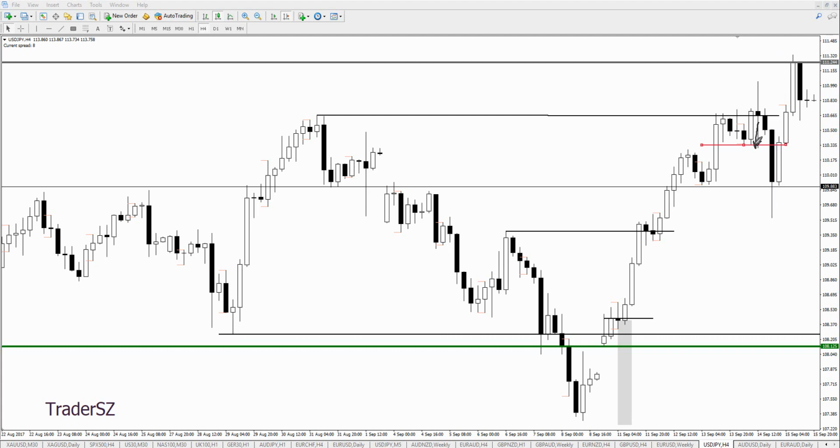But we've locked it in. So that's one way of looking at things. Okay, that's one setup there. Let's go to another setup now.